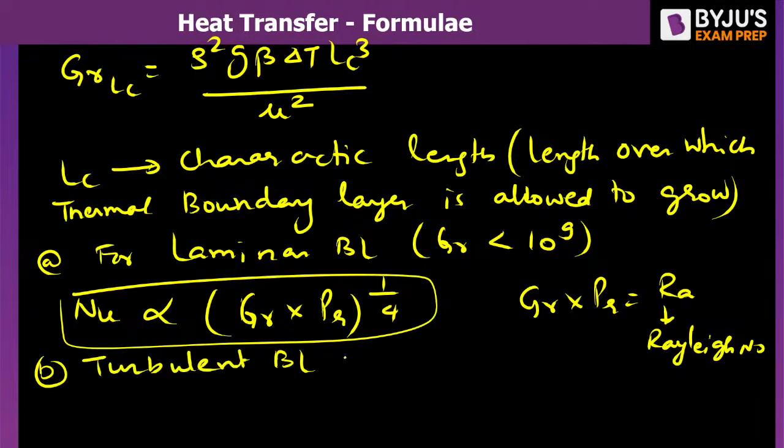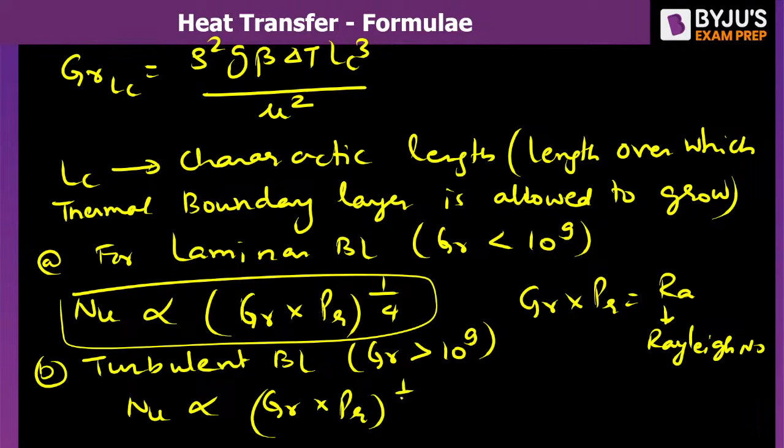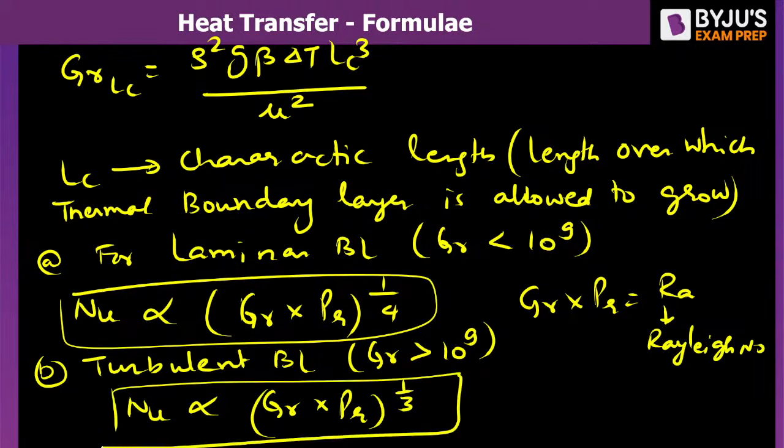For turbulent boundary layer, when the Grashof number is greater than 10 to the power 9, Nusselt number is proportional to Grashof number into Prandtl number to the power 1 by 3. That is the difference for turbulent and laminar boundary layer. That is for natural convection. These are the formula for natural convection.